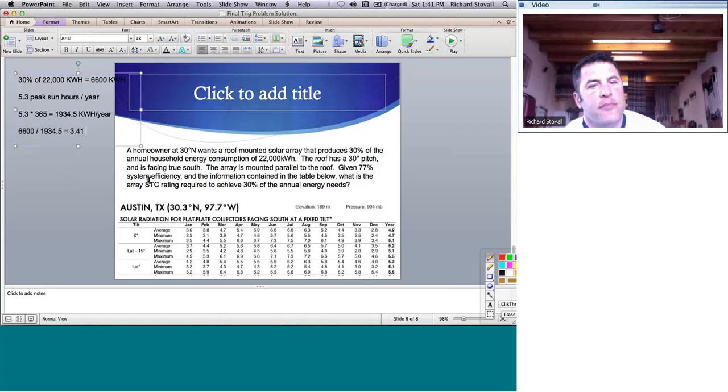Right, so there we have it: 3.41 kilowatt peak. And then 3.41 divided by 0.77 gives us 4.43 kilowatt peak DC. That's it. Okay, great.